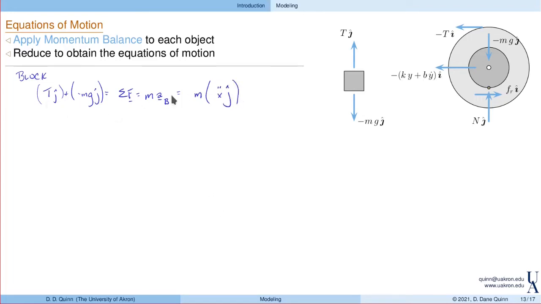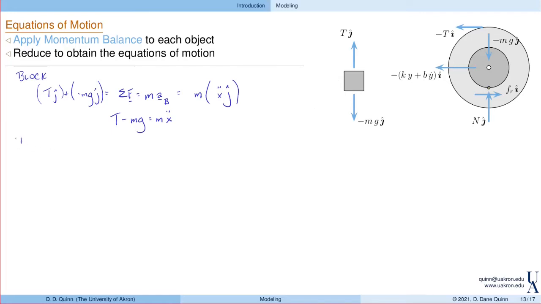So looking at this, we only have stuff in the J direction. Taking that scalar component, we see that T minus mg is equal to m x double dot. And again, the disk doesn't rotate, so angular momentum balance would be trivial. If we tried to apply this, there are no moments produced. So the left-hand side is 0, there's no angular acceleration, and the right-hand side is equal to 0. We get 0 equals 0. Totally true, but not really useful.